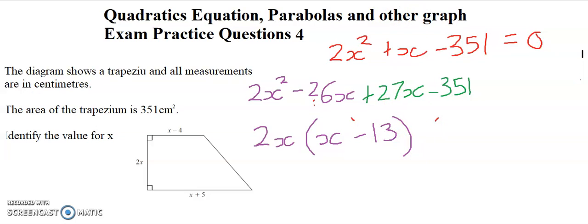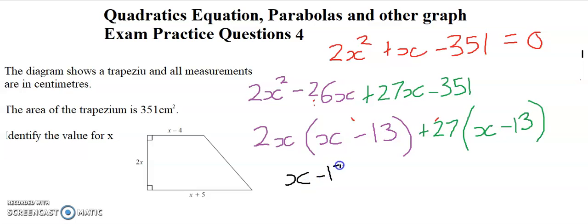Likewise with 27x minus 351, a common factor is 27. If I divide both by 27, I'm left with x, and if I divide 351 by 27, I'm left with negative 13. Because that is a common factor, I can take it out the front: x minus 13, and I'm also given 2x plus 27.